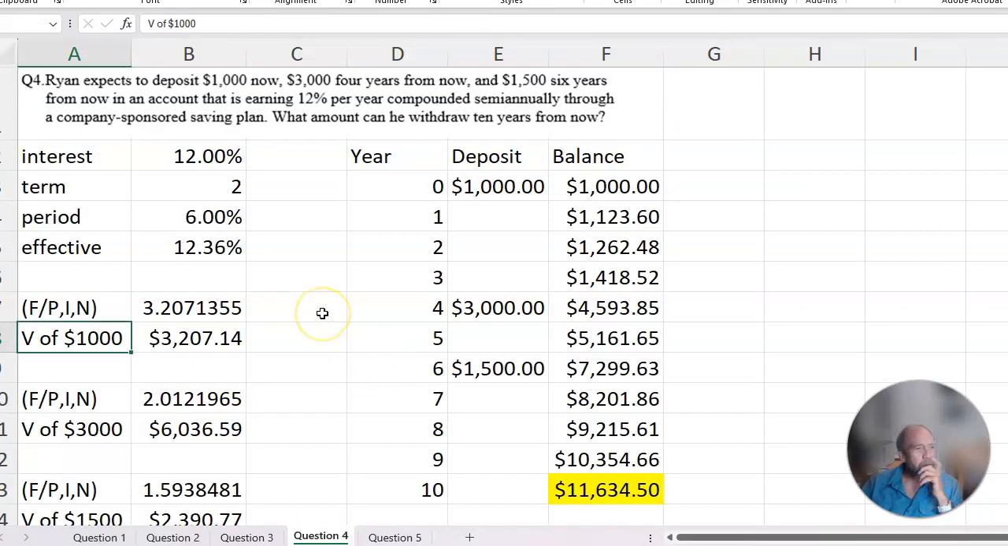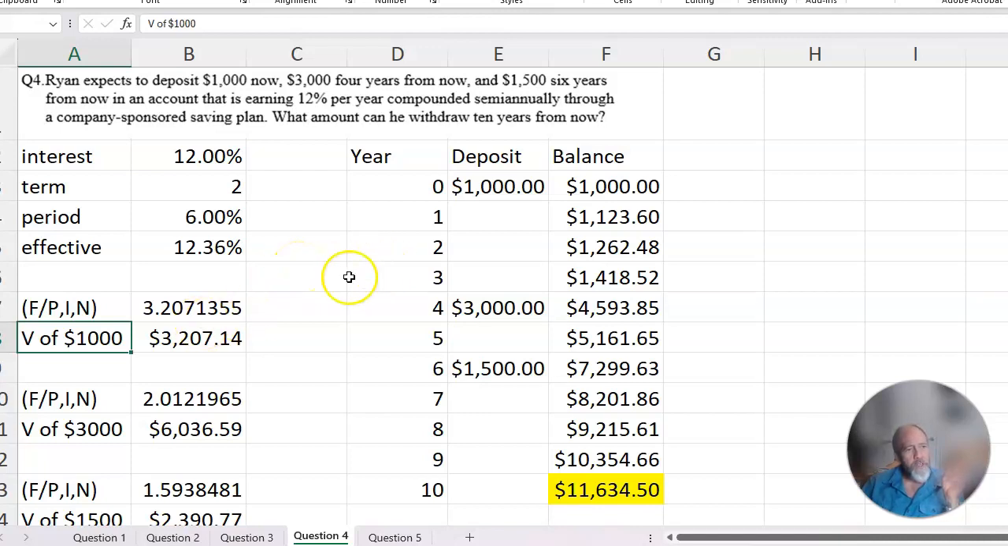All right, let's go to another one. Ryan's got a number of deposits that he's making: $1,000 now, $3,000 in 4 years, $1,500 for 6 years from now. 12% interest. Woo! I'm going for that, baby. If I'm going to get 12% interest, I'm putting money in. What will he be able to withdraw 10 years from now?